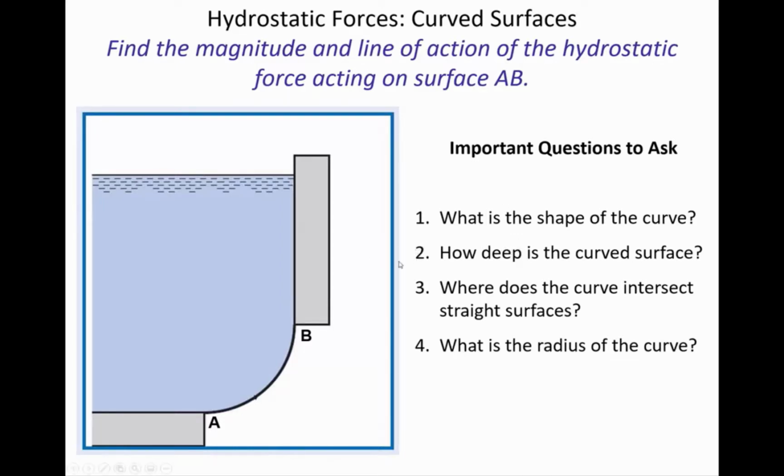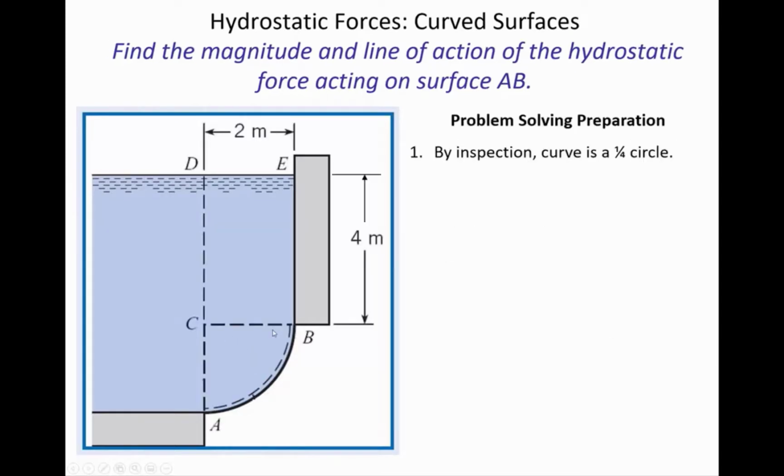We may need to find out what the depth dimensions are, because the deeper we go, the higher the pressure will be on that surface. Also, where does the curve intersect the straight surfaces? And so we're going to want to know not only how deep it is to the curve itself, but then what are the dimensions of the segments above it. And the radius of the curve: if this is a quarter circle, then we'd want to know what the radius of curvature is. So now you can see in this sketch, some of those answers are being addressed in the dimensioning.